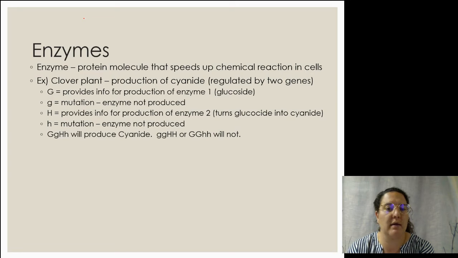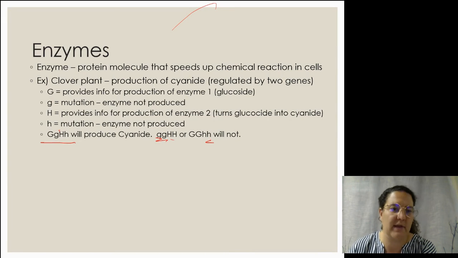So a plant that is dominant in both traits will produce cyanide, but a plant that is recessive in one trait or the other trait will not. And we just have the heterozygous there as an example. So if a plant is capital G, capital G, capital H, it will produce cyanide, as long as it's not homozygous recessive for one of the traits.